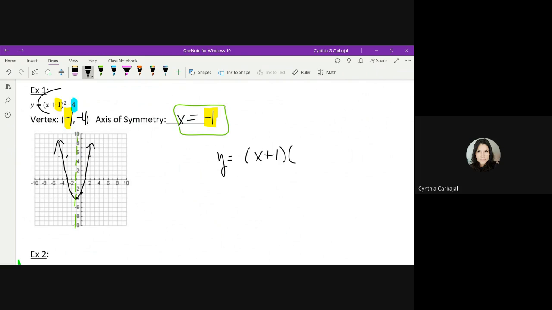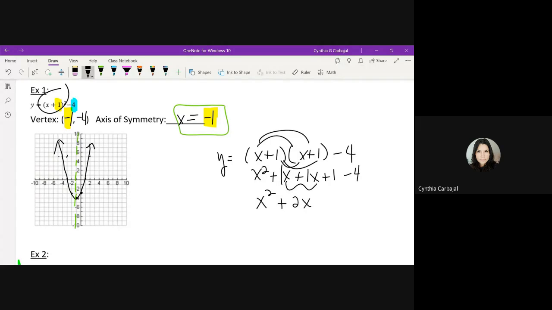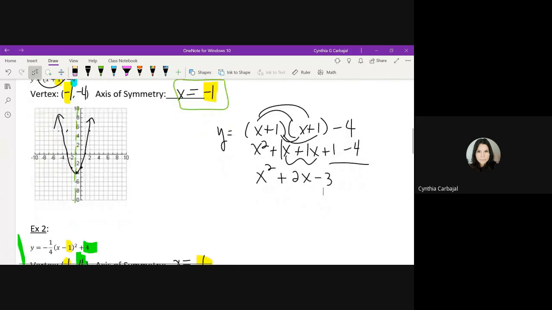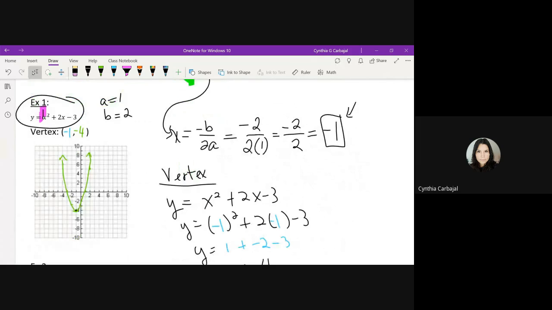So this is squared here, so that means I would write this twice. Then you have a -4. Then I would do FOIL, and that would be x squared minus x, or 1x, and not minus, plus, wow. 1 times x would be another 1x, and then 1 times 1 is 1. Bring down that -4, combine like terms, so x squared, these will combine to give me 2x, and then 4 minus 1 is -3. So we go back to example 1 over here. That's exactly what we started with here. Okay. So now you can tell how you get from one to the other.